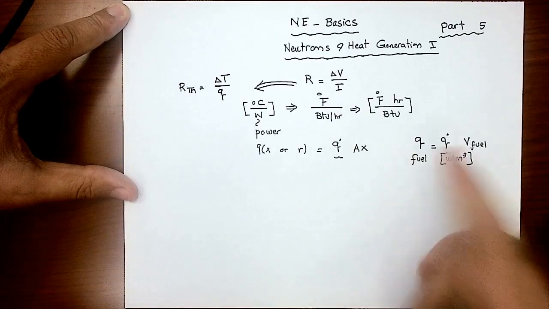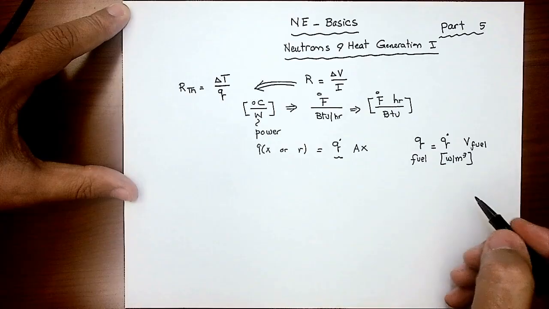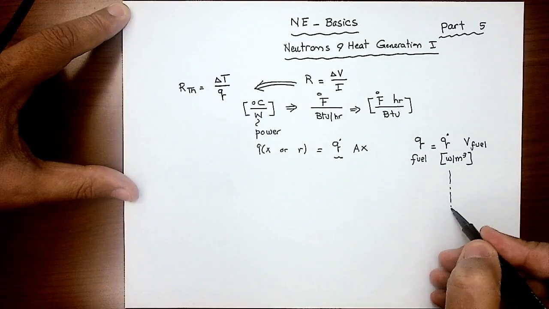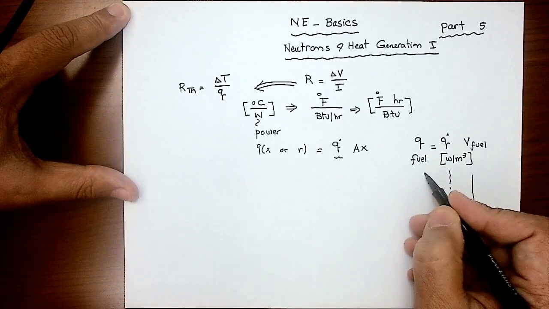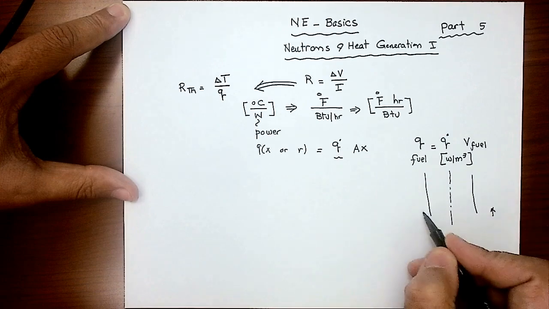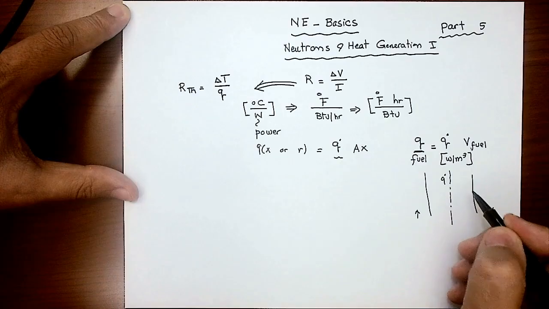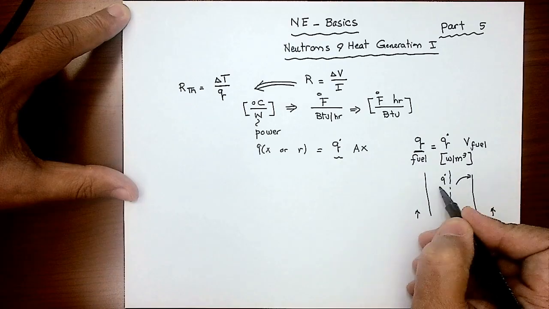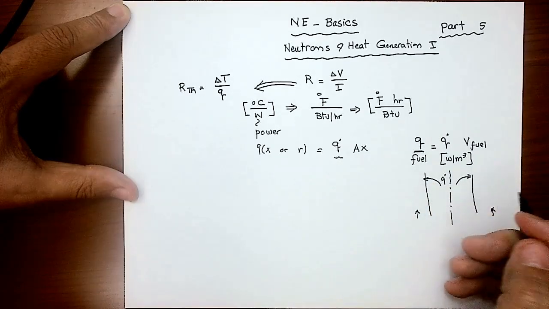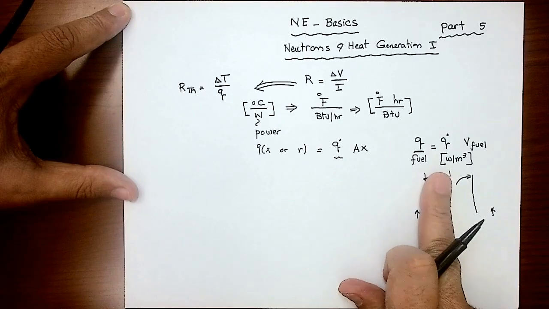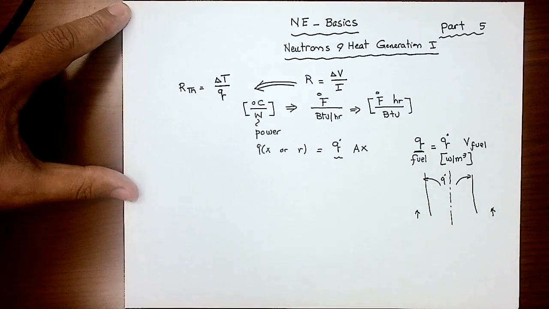Then, if that fuel has a symmetry boundary condition, like a center line, and you have a coolant this side, you have a coolant this side, that Q dot will generate that value of Q, then the heat will split equally from both sides. And we said when we do the analysis, we're going to only take 1/2 because of that symmetrical boundary condition.